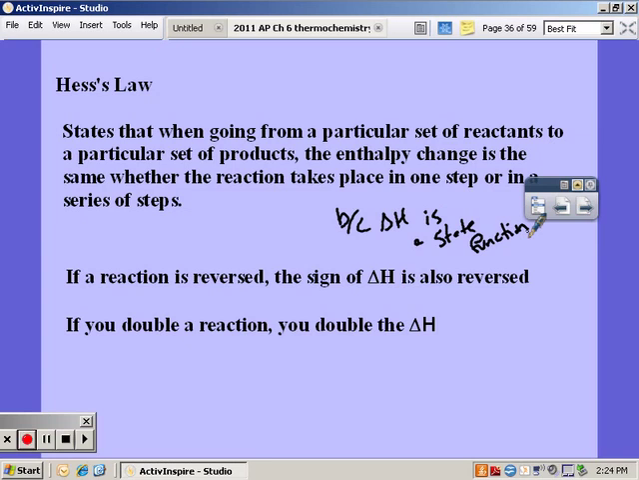If you reverse a reaction, then the sign of delta H is going to reverse. If you double a reaction, then the delta H will double.